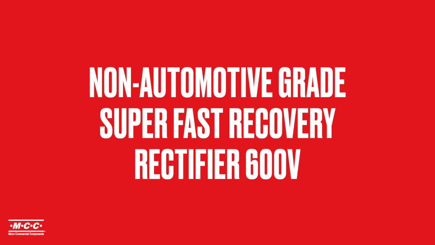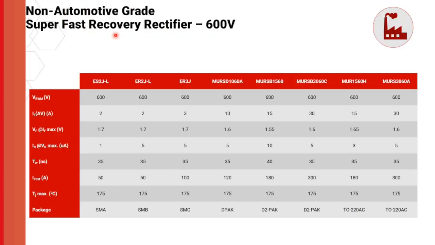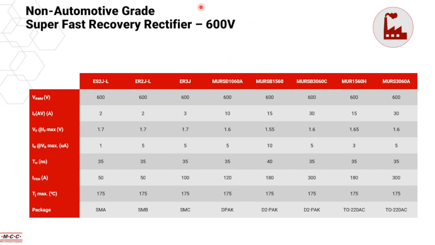So these are some examples of our super fast recovery rectifiers, talking about 600 volt devices. We have a few parts over here from 2 amperes all the way up to 30 amperes. They come in different packages. You will notice that when the average rectified current goes up, you will have bigger packages or high power density packages.